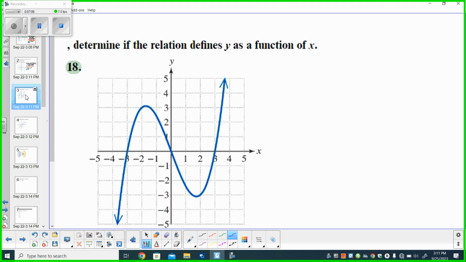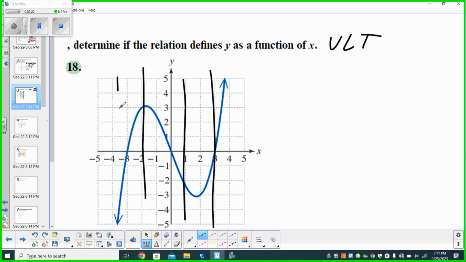All right, in the next question, we're going to determine if the relation defines y as a function of x. Easiest way to do this is just use what we like to call the vertical line test. And so you can make as many random vertical lines that you want, but your goal is, can you make a vertical line where it crosses the blue part of the graph more than once?